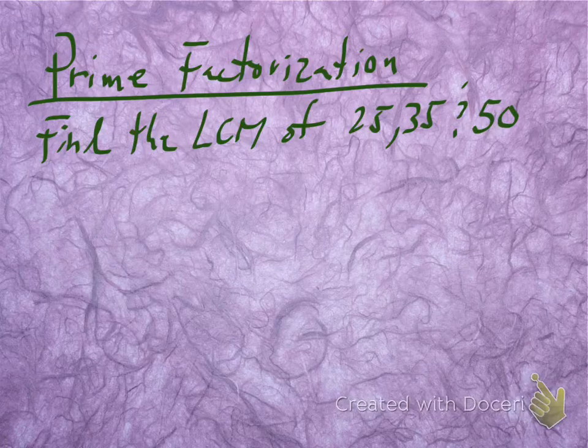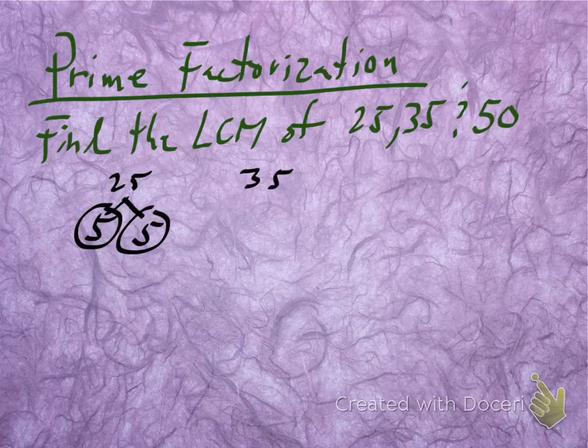All right, so let's do the factor tree for 25. What's 25? That would be 5 and 5, and they're both prime, so I can circle them right away. I'm done. All right, what about 35? 35 breaks into 5 and 7. 6 would go into 36 or 30, but not 35. So 5 times 7, and finally 50.